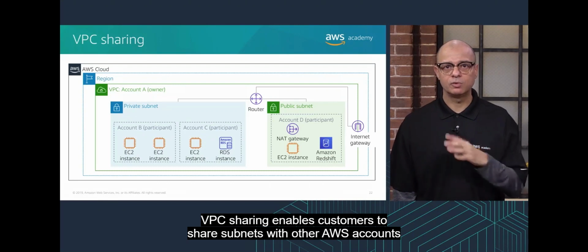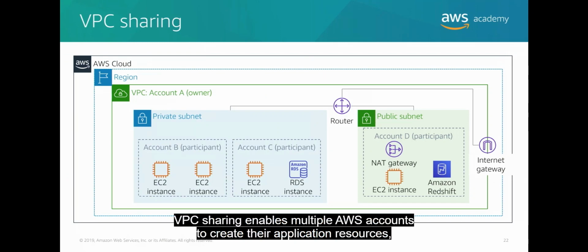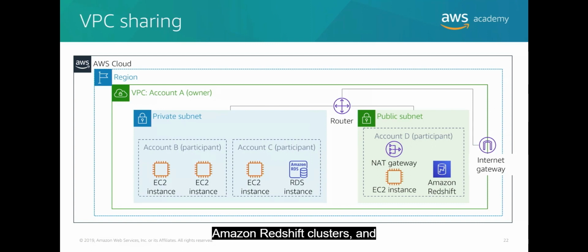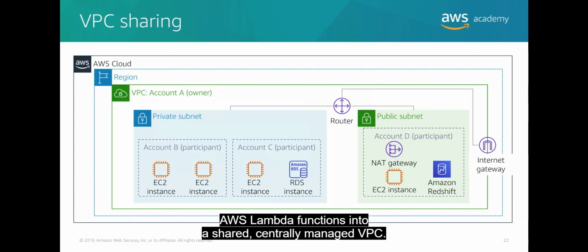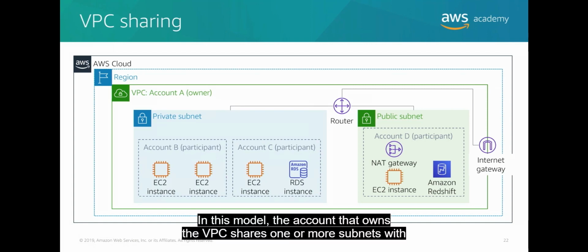VPC sharing enables customers to share subnets with other AWS accounts in the same organization. VPC sharing enables multiple AWS accounts to create their application resources, such as Amazon EC2 instances, Amazon Relational Database Services, Amazon Redshift clusters, and AWS Lambda functions into a shared centrally managed VPC. In this model, the account that owns the VPC shares one or more subnets with other accounts called the participants that belong to the same organization.